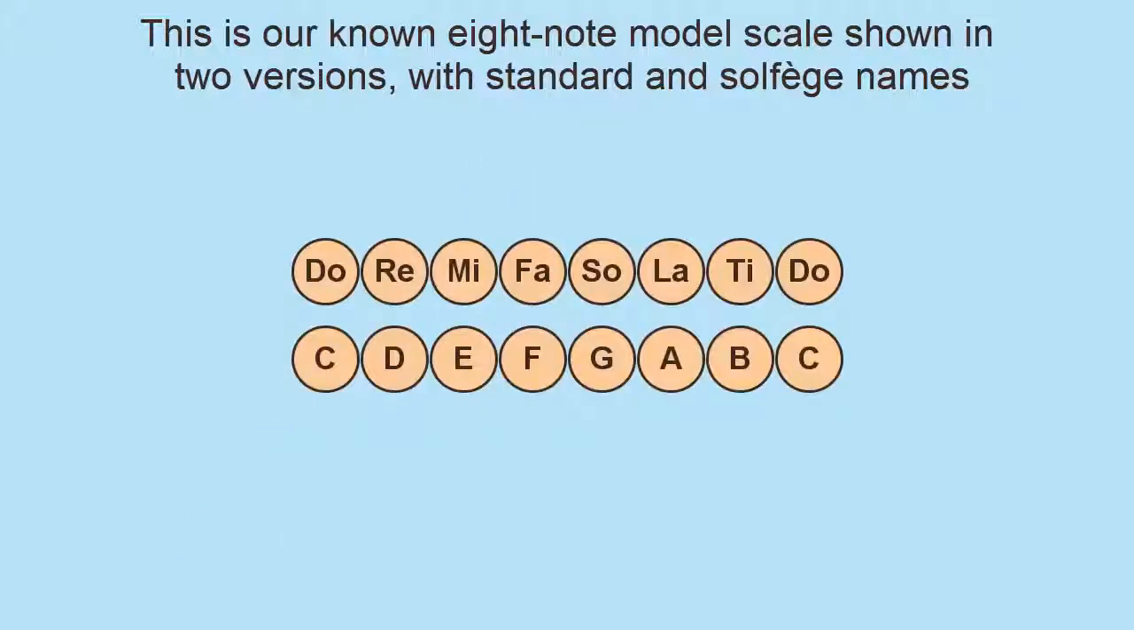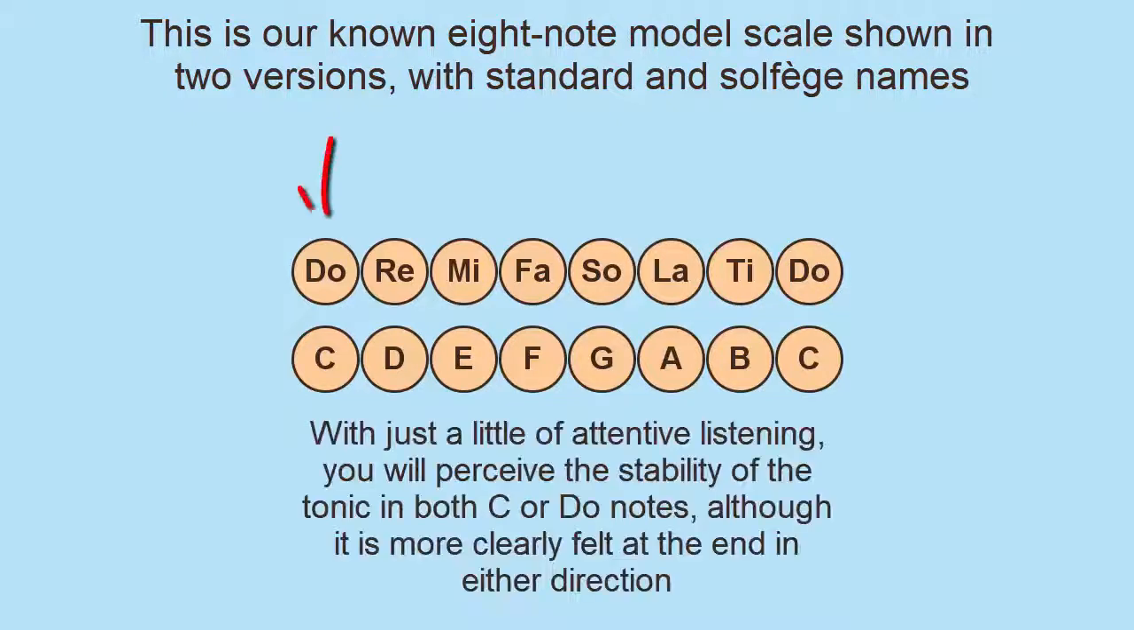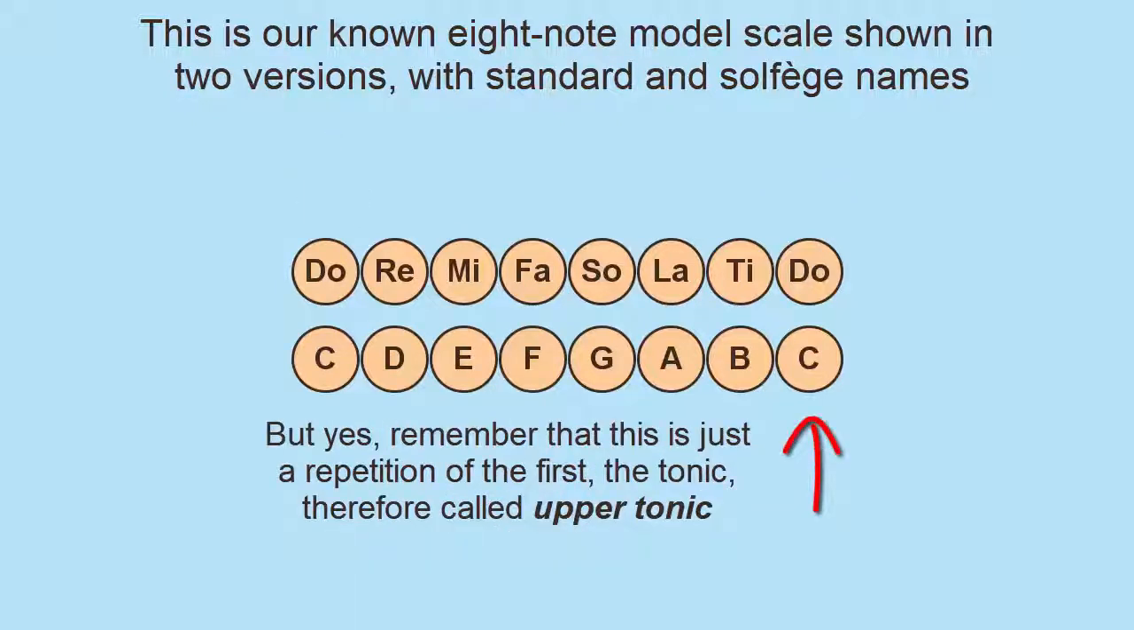An alternate, though more sophisticated way of tuning up is hearing a full scale like a Do Re Mi note model from the preliminary series, in which, with a little attention, we can easily identify the tonic in both C or Do notes by noticing its final stability when playing the scale in either direction, notes of which the last is often called upper tonic. Let's check this out.